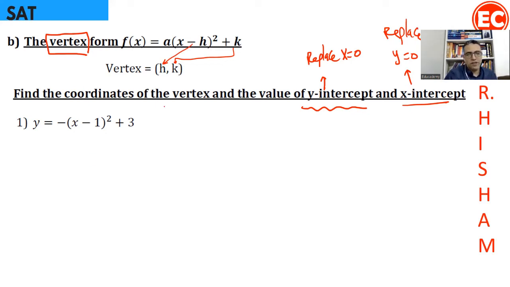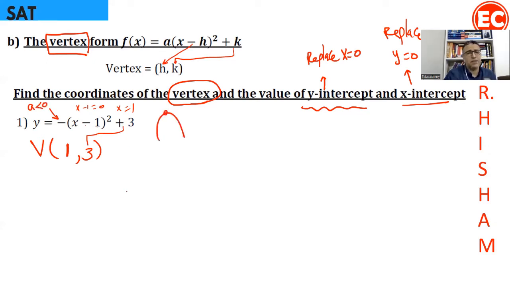So why did we call it vertex form? Because I can find the vertex directly. For (x minus 1), if I make x minus 1 equal to 0, x is equal to 1, so h is 1. And I put down the positive 2. In this function, the coefficient is negative, so a is negative. So it opens downward and it has a maximum value.